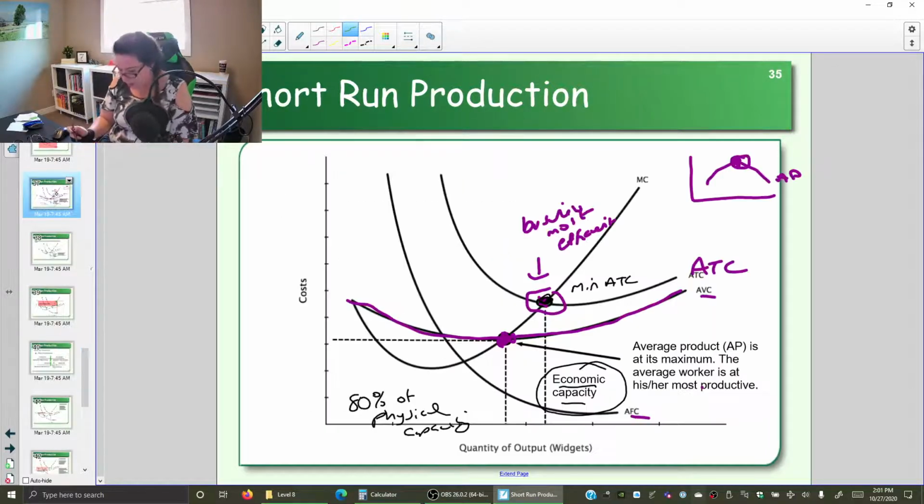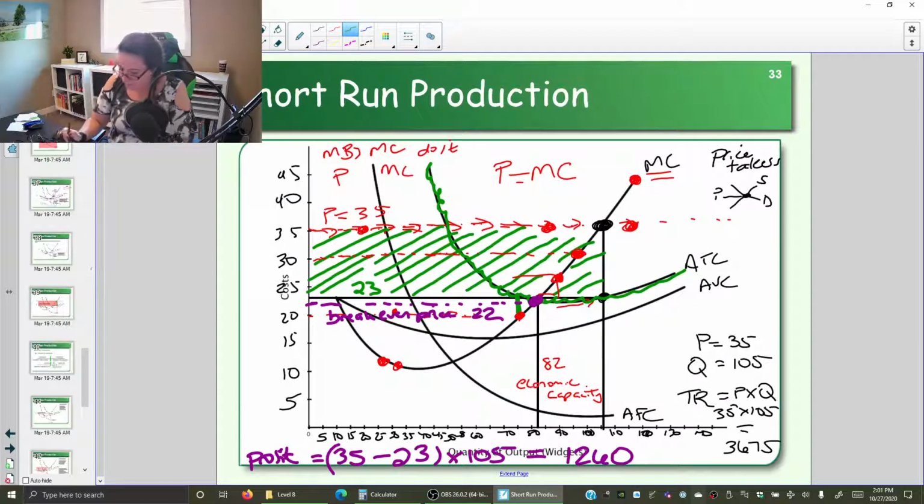So let's go back to our graph. Where are we? Okay, so we've talked about economic profit. We've talked about the break-even price. We've talked about economic capacity. And now we want to look at one last piece, which is the shutdown price. So here, this break-even price of $22, if the price falls below that, like this example we had right here at $20, we are not making economic profit.